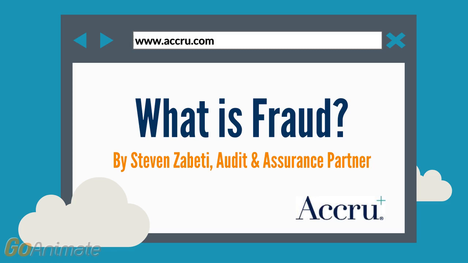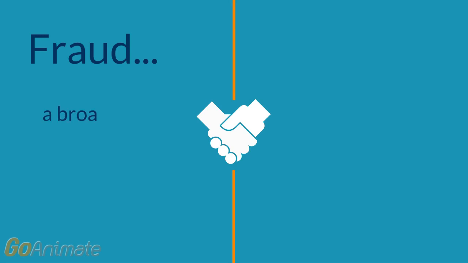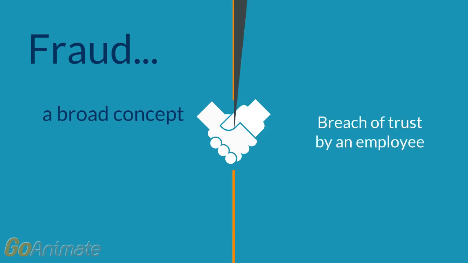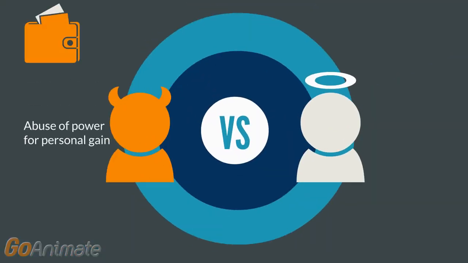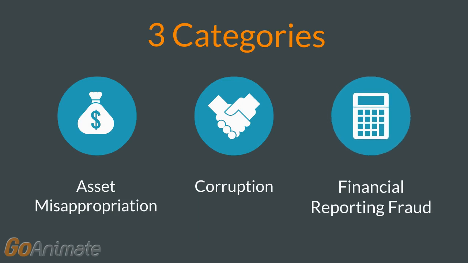In this presentation, we're going to talk about the different types of fraud. Fraud is quite a broad concept, but at its core, it is a breach of trust by an employee who uses their position for their own personal gain. It comes in three main categories: asset misappropriation, corruption, and financial reporting fraud.